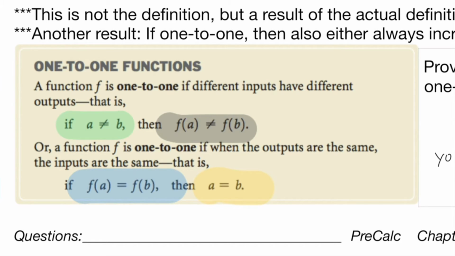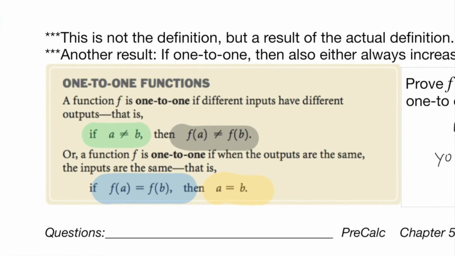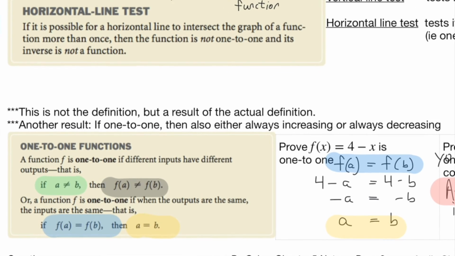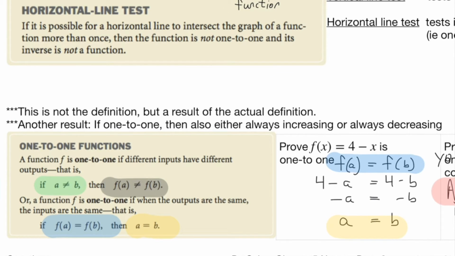You could also flip that around and say f is one-to-one if when the outputs are the same, that implies that a has got to equal b. If these two outputs are the same, then you know for a fact that the inputs are also the same. Here's another result of the definition. If this function is one-to-one, then it is either always increasing or always decreasing.